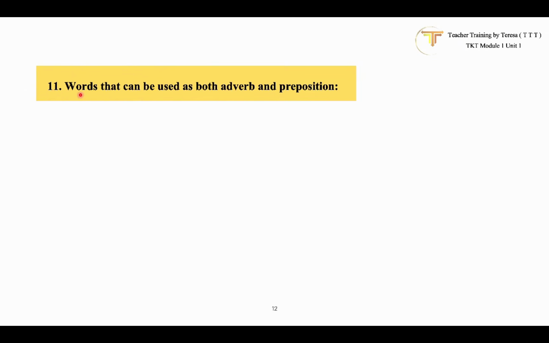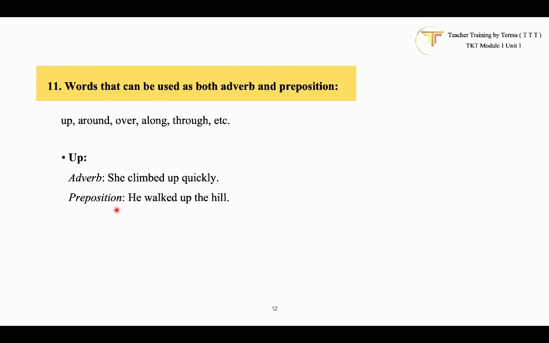11. Words that can be used as both adverb and preposition: up, around, over, along, through, etc. Up. Adverb: She climbed up quickly. Preposition: He walked up the hill.